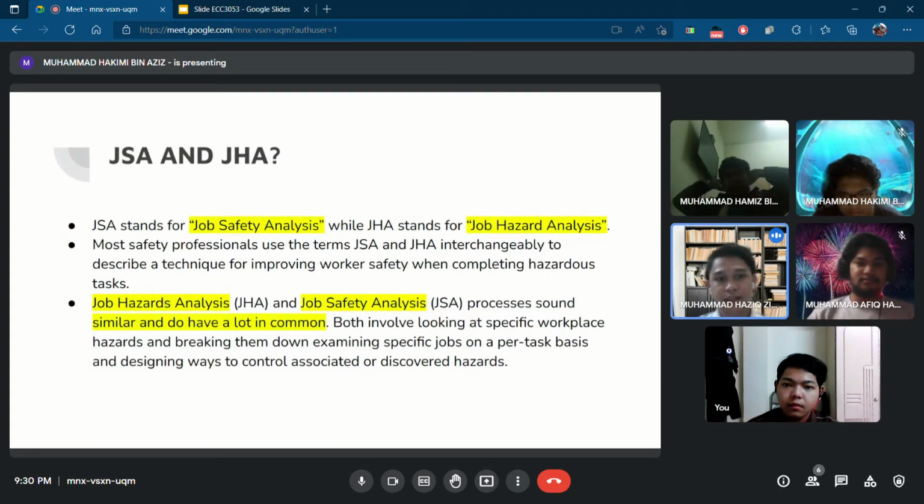What is JSA and JHA? JSA stands for Job Safety Analysis, while JHA stands for Job Hazard Analysis. Most safety professionals use the terms JSA and JHA interchangeably to describe a technique for improving worker safety when completing hazardous tasks. Job Hazard Analysis (JHA) and Job Safety Analysis (JSA) processes sound similar and do have a lot in common. Both involve looking at specific workplace hazards and breaking them down, examining specific jobs on a per-task basis and designing ways to control associated or discovered hazards.